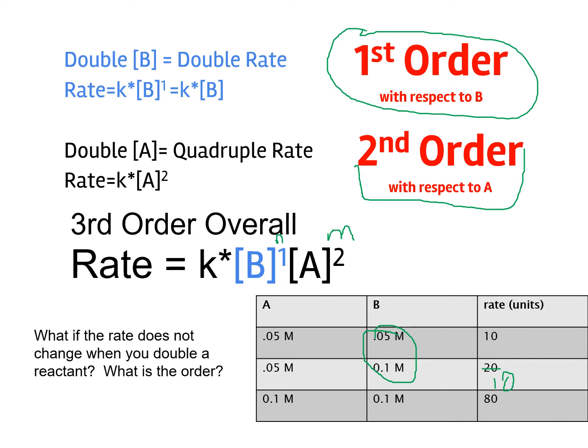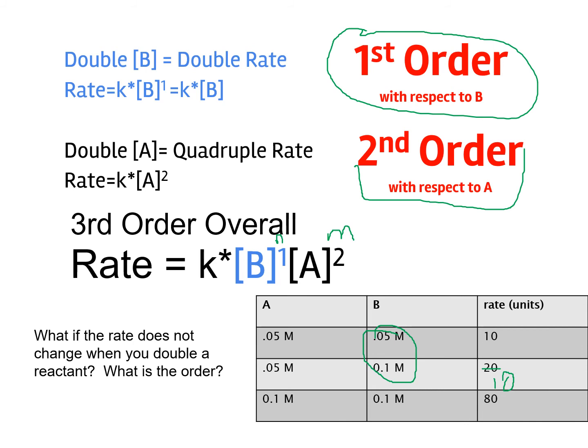In this case, our rate of reaction would be no change, right? So when you double the concentration of your species, but the rate remains the same, then you have a zero order. Well, now just computing your overall rate law expression.